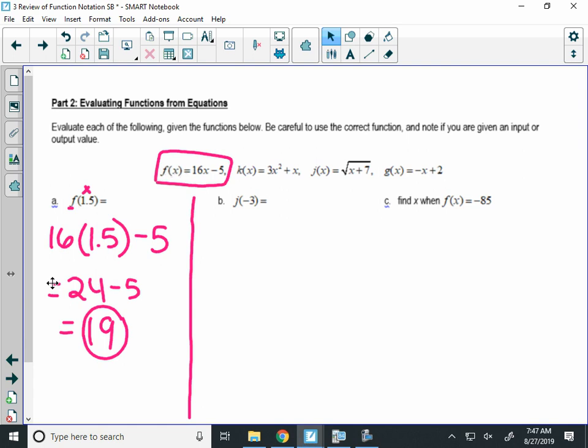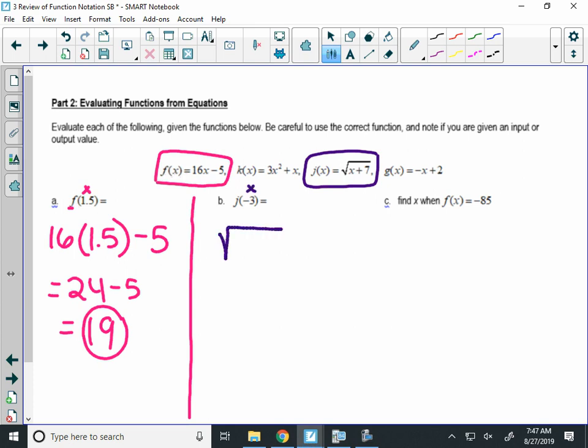Next, I have j of negative 3. So I'm using the function here, j. Negative 3 is in the parentheses, so I'm going to put that negative 3 in for x. So I'll have the square root of, instead of x, negative 3 plus 7. Well, negative 3 plus 7, when I simplify, is 4, and the square root of 4 is 2.